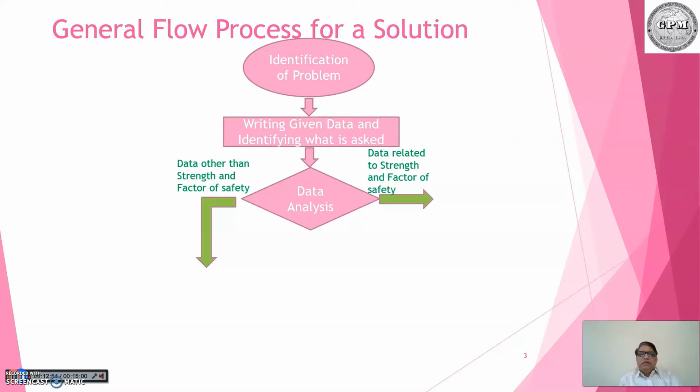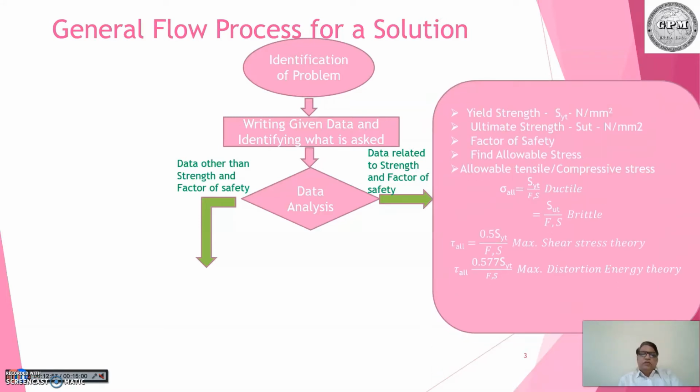Here, the yield strength, ultimate strength, they will give yield strength, factor of safety. Then the allowable shear stress can be found by using this equation. I have covered all this, but anyhow, this is just a revision. Sigma allowable is equal to SYT, that is the yield strength, upon factor of safety for ductile. And if the material is brittle, in that case you have to go for the ultimate strength by factor of safety. This is the allowable or permissible limit.